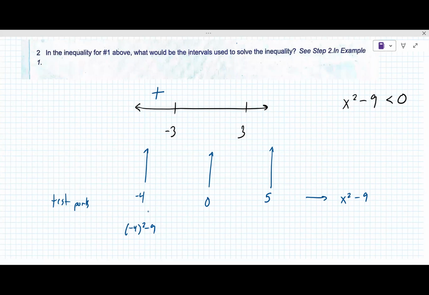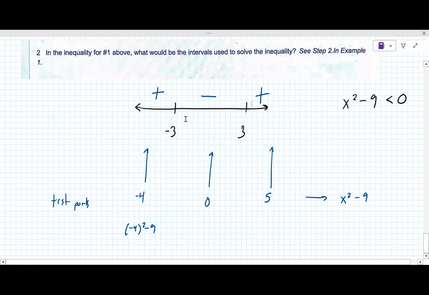Yes, positive. Okay. Now do the same thing for 0. Put 0 in for x. It would just be -9. And we only care about the sign, so I'm going to put a negative there. How about 5? Okay, so 25 minus 9 would be 16, or positive. Yeah, positive.